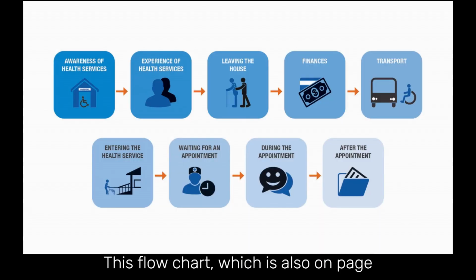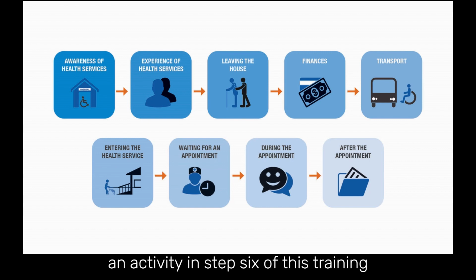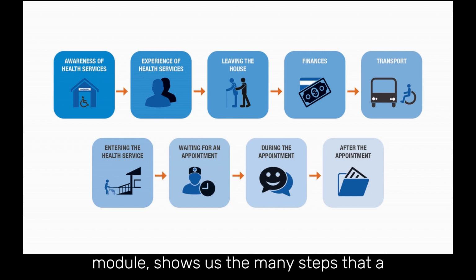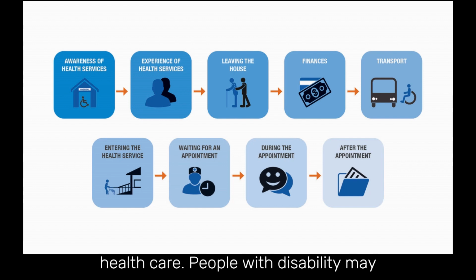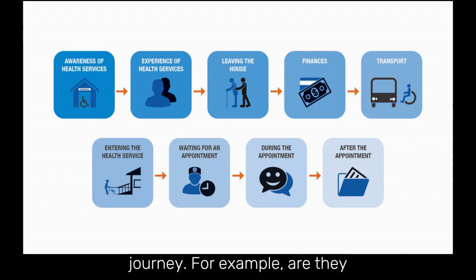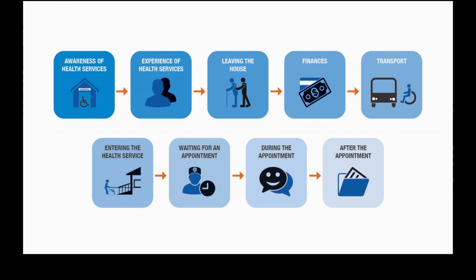This flowchart, which is also on page 11 of the toolkit manual and is used in an activity in step 6 of this training module, shows us the many steps that a person goes through when accessing healthcare. People with disability may face barriers at any stage of this journey. For example, are they aware of the health service? Are they willing to access health services based on their past experiences?